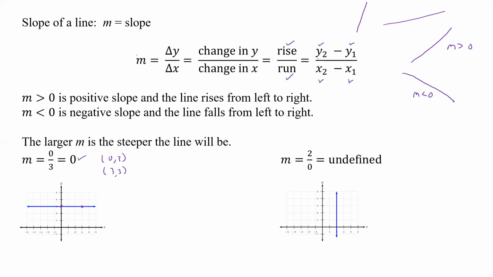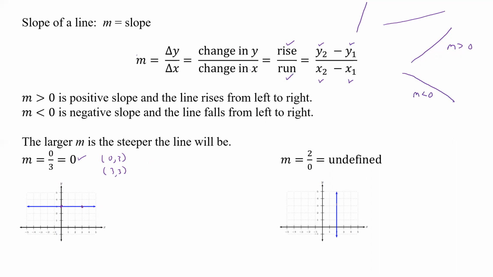Now, if we use our nice formula here, we can take the 3 minus 3, the y2 minus y1, and get 0. Then we take 3 minus 0, and we get 3. 0 divided by 3 is 0, and that shows that our horizontal line has 0 slope.